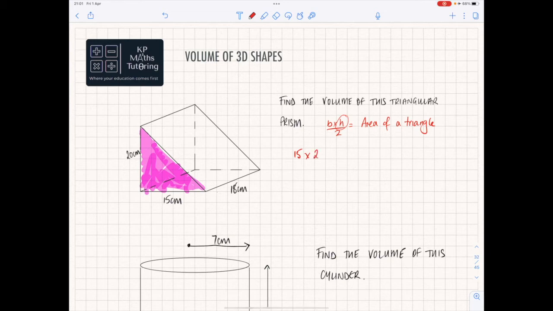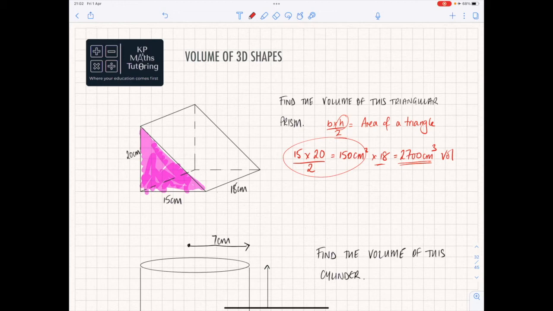So we're doing 15 times by 20 and then dividing that by 2. That's the area of the front, remember. Well, 15 times by 20 divided by 2 is 150. So I'm saying that the area of the front is 150 centimeters squared. Then you need to times that by the depth, and the depth here is 18. So 150 times by 18 gives you an answer of 2,700 centimeters cubed. So this is my volume. Remember, area of the front times by the depth.